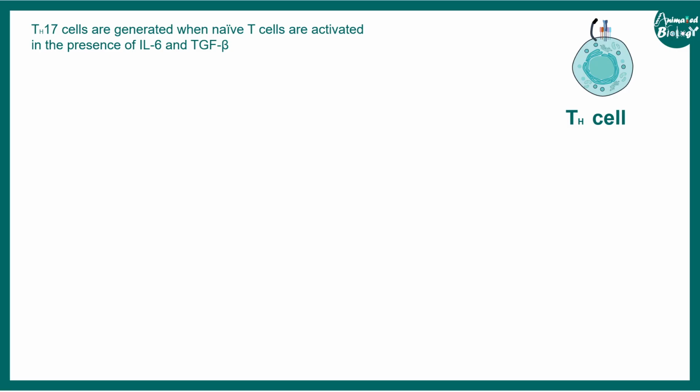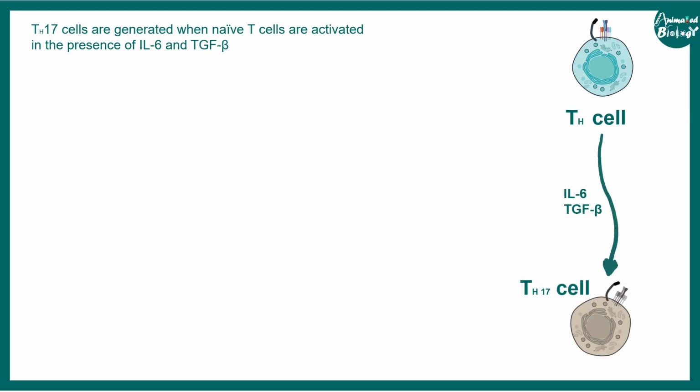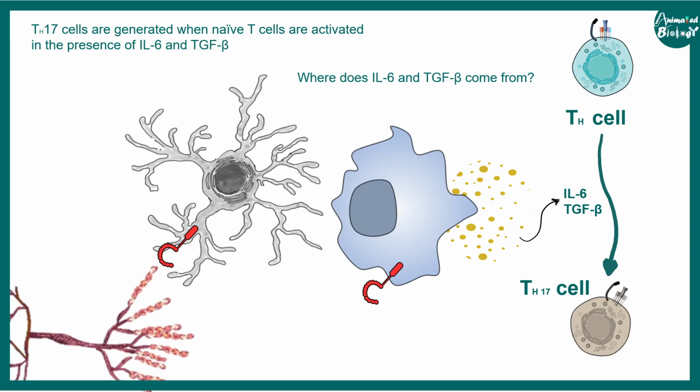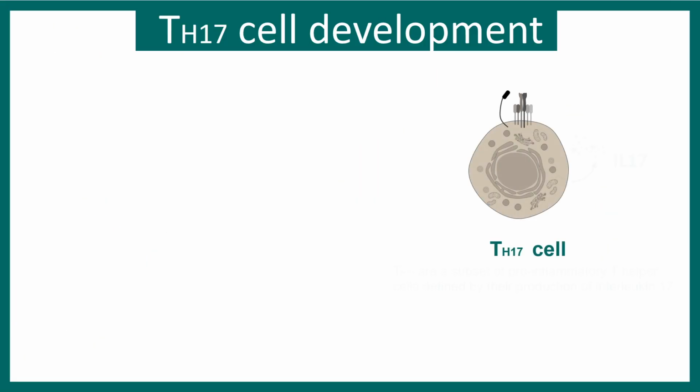Now let's talk about Th17 cells, which are generated when naive T cells are activated in the presence of IL-6 and TGF-beta. Th17 cells are really important because they help our body to recognize fungal infections. So when a fungal infection affects us, there are antigen presenting cells which recognize fungal presence with the help of specific pattern recognition receptors that trigger the secretion of IL-6 and TGF-beta, which produces Th17 cells. TLR2 is the key pattern recognition receptor against fungal infection.